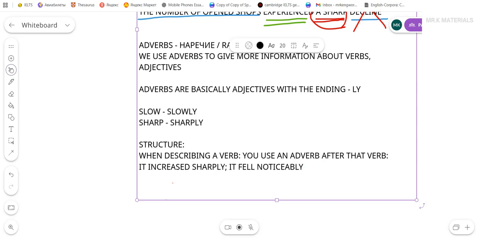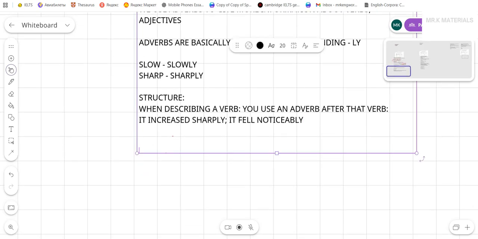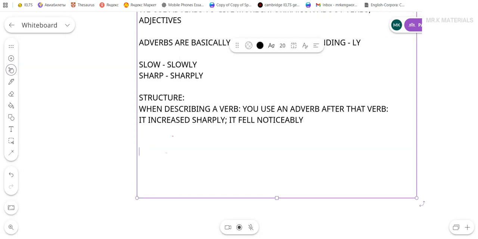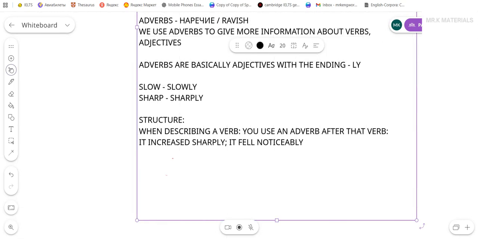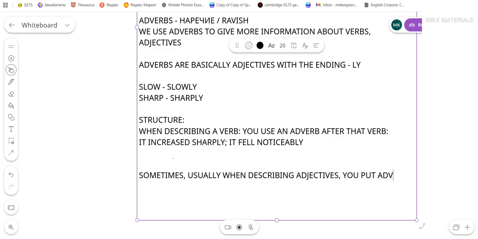All right, I have a couple of cautions here. This should be more than enough for IELTS Writing Task 1. But just a precaution, a little warning for your future essays in Task 2, maybe your speaking, is that sometimes, when describing adjectives, because I said we can use adverbs to also describe adjectives, when this happens, you put adverbs before adjectives.